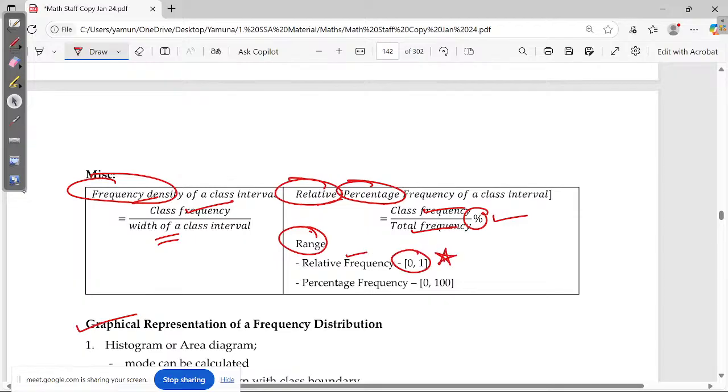Please make a note. This was asked once in the exam. But when we talk in percentages, it will be 0 to 100. So relative frequency range will be generally 0 to 1. If we talk in percentages, it will be 0% to 100%.